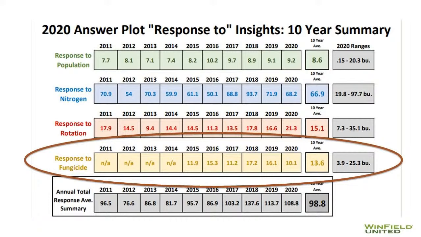So when we dive into this at a micro level, look specifically at 2020, the range was from the lowest responding hybrid was just shy of 4 bushels. So there was a product out there that when we put an in-season fungicide application on it, it only gained us 4 bushel. But there was also a product in there that gained us 25 bushel.